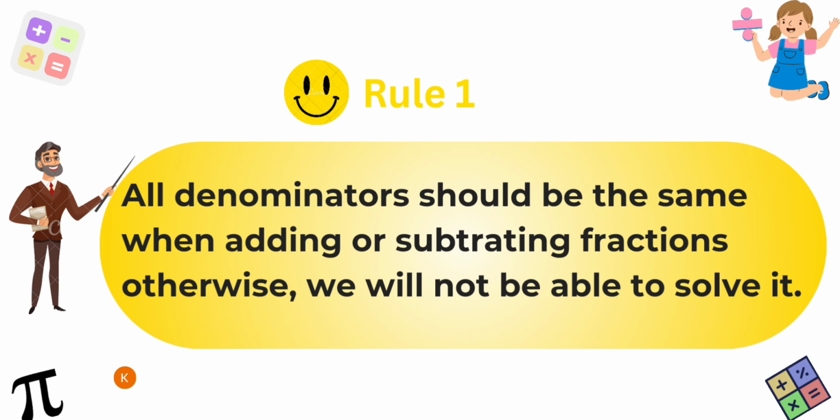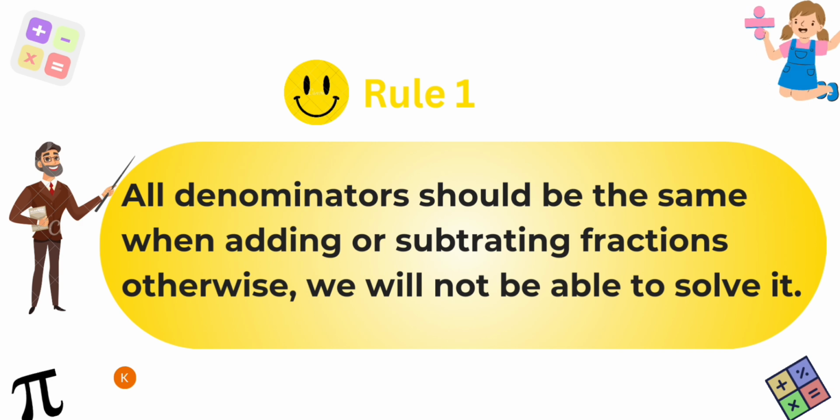Rule 1. All denominators should be the same when adding or subtracting fraction. Otherwise, we will not be able to solve it. So whenever we are adding or subtracting fraction, we should make sure that the denominators are the same so that we'll be able to proceed or continue solving without any challenges.